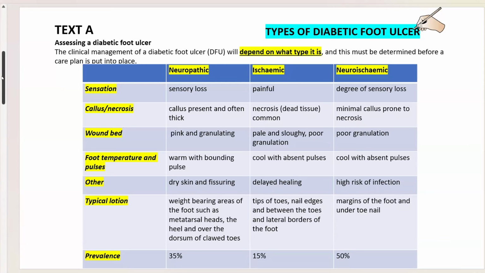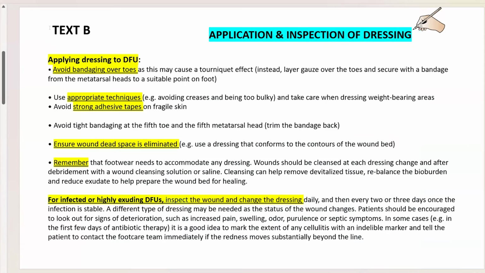Then text B. In text B, they have mentioned applying dressing to diabetic foot ulcer. So what are the things you need to follow, or what are the things you need to avoid? It's like do's and don'ts. Here they have mentioned avoid bandaging over toes. Just skim, not reading completely. Use appropriate techniques, avoid strong adhesive tapes. So something to avoid and something to ensure, remember all those things.